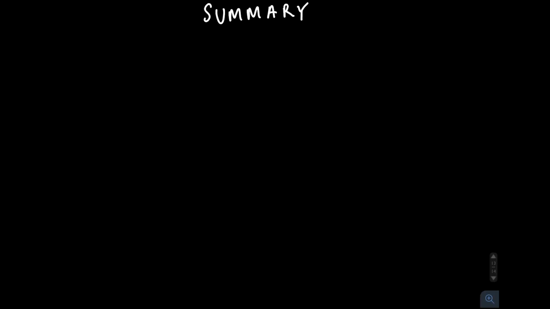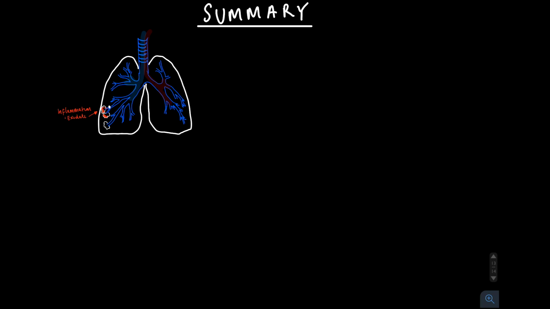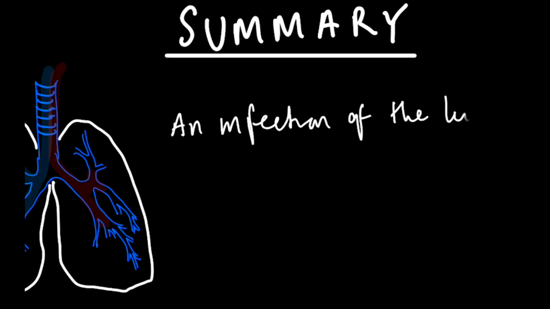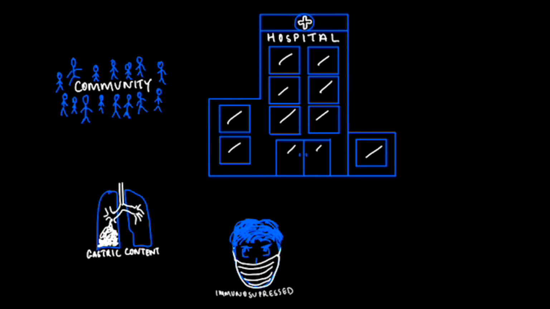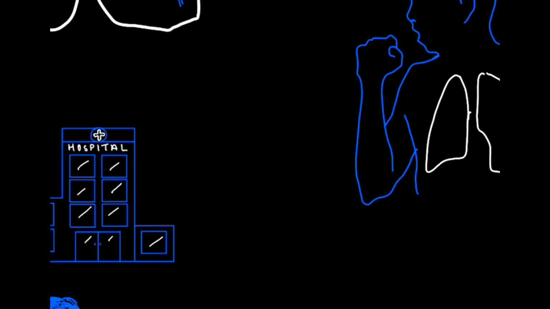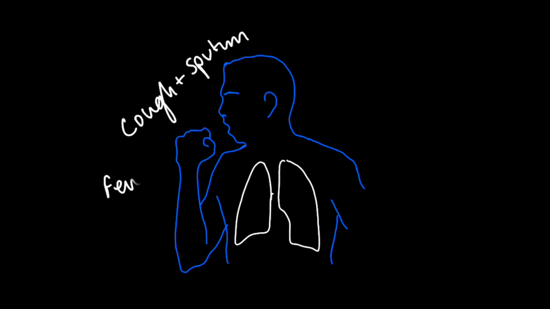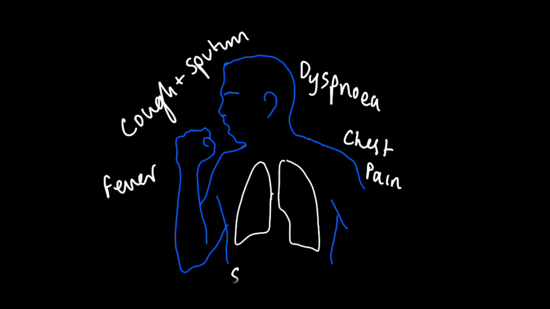Okay, great. So we've been through pneumonia. Let's do a quick summary. So pneumonia is essentially an infection of the lung parenchyma. And the four main types of pneumonia that we need to remember are hospital, community, aspiration, and immunocompromised pneumonia. In terms of the clinical features, make sure to remember a cough that is productive of greeny sputum, fever, and shortness of breath, and maybe some chest pain.